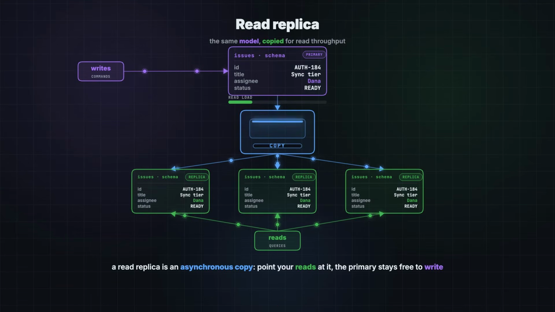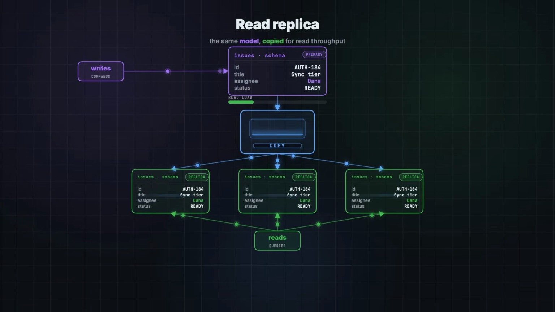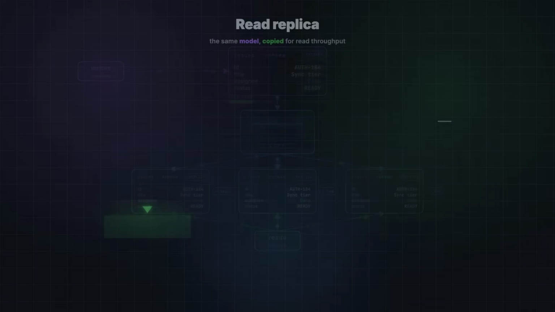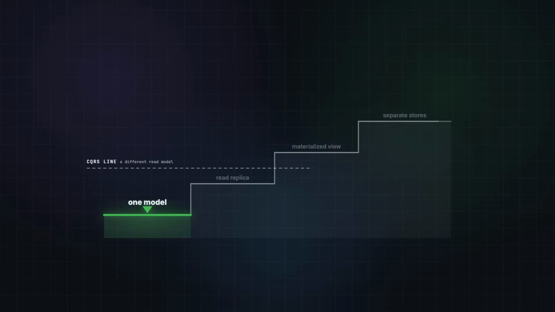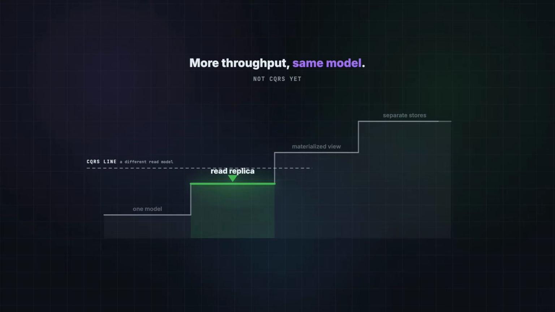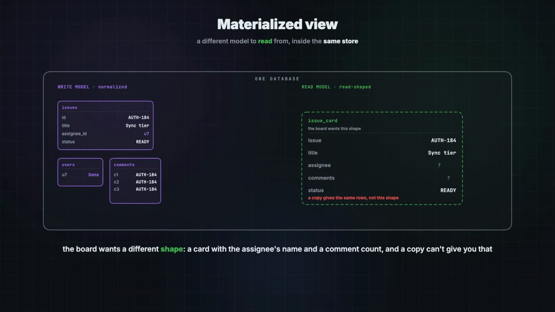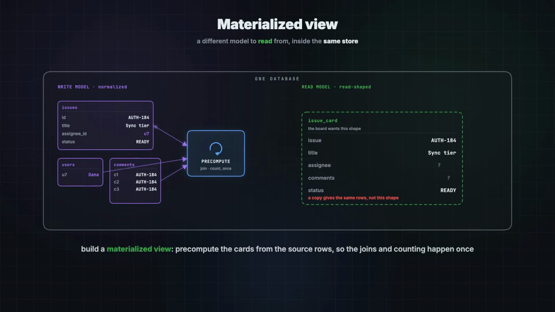It carries the exact same schema and it runs a little behind, so the reads can be slightly stale. On the dial, this barely moves the needle. You add throughput, but the read shape never changed. It is not CQRS yet. Now the pressure changes. The board doesn't want the same rows faster, it wants a different shape. A card with the assignee's name and comment count. A copy cannot give you that.